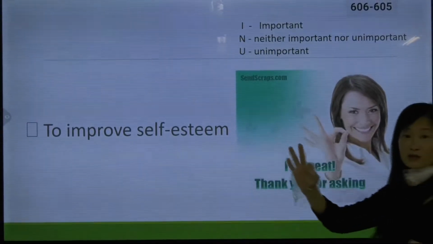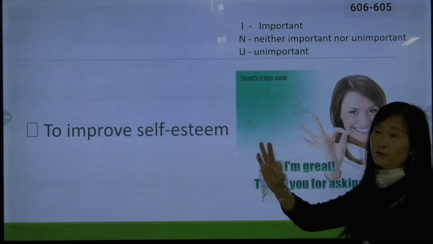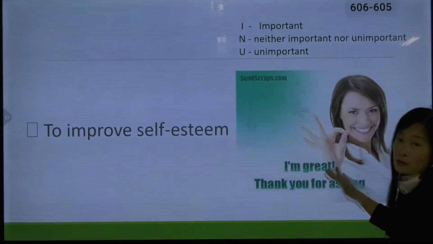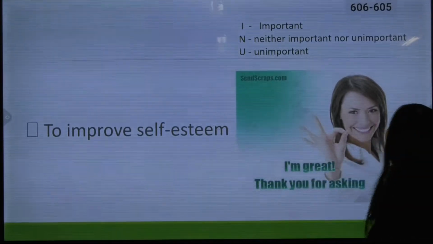And to improve self-esteem. You feel good about yourself. You don't feel that you are somewhat very low down. We have talked about this before, right? So.